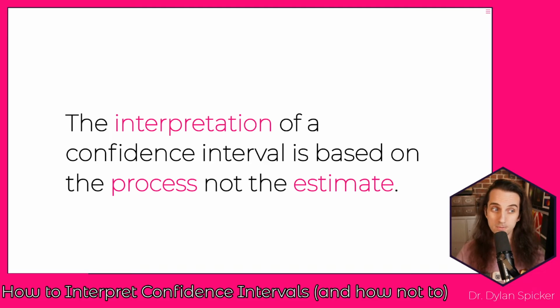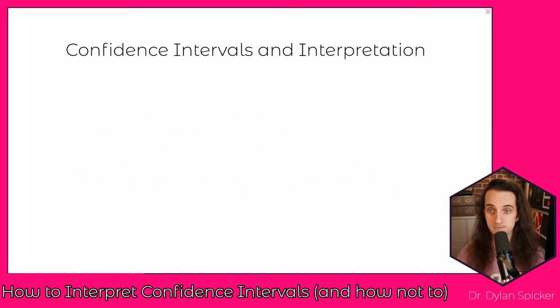And because of that, knowing what to do with a specific interval can be quite challenging. So the interpretation of a confidence interval, at least in terms of the probability interpretation, is going to be based on the process of forming the intervals, not on the estimate itself. So when we say there's a 95% chance that this interval is going to contain the true parameter value, that is based on using that procedure rather than on whatever interval we have gotten out of that procedure.